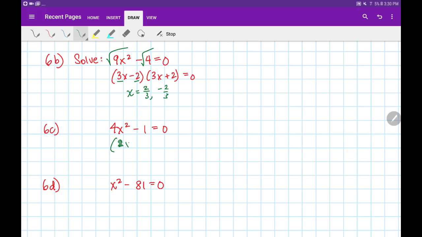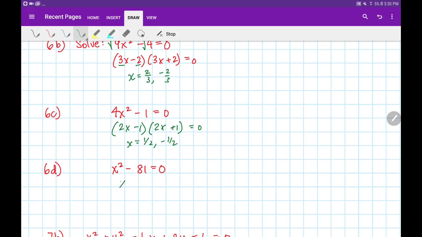Over here, this factors as 2x minus 1, 2x plus 1. So my answers are x equals positive 1/2 and negative 1/2. Finally, this will factor as x minus 9 and x plus 9. So my answers are x equals 9 and negative 9.